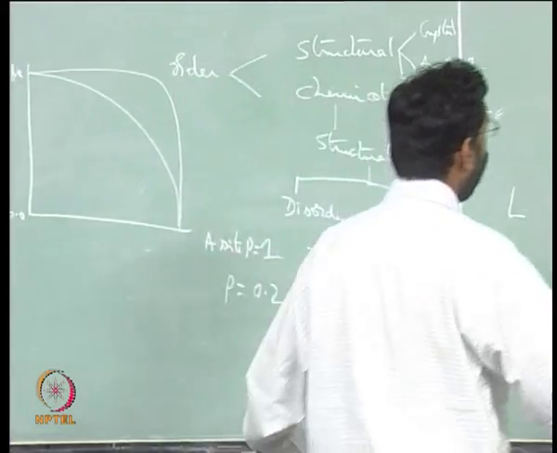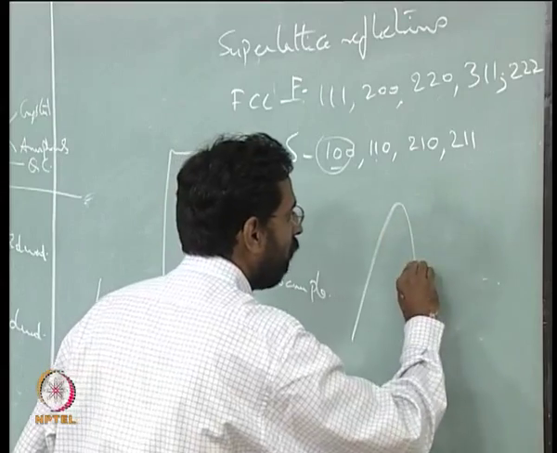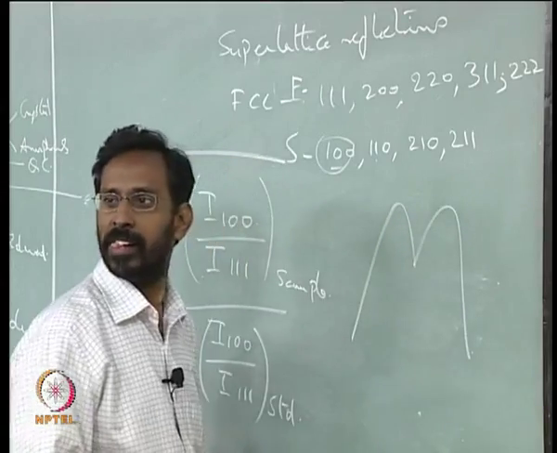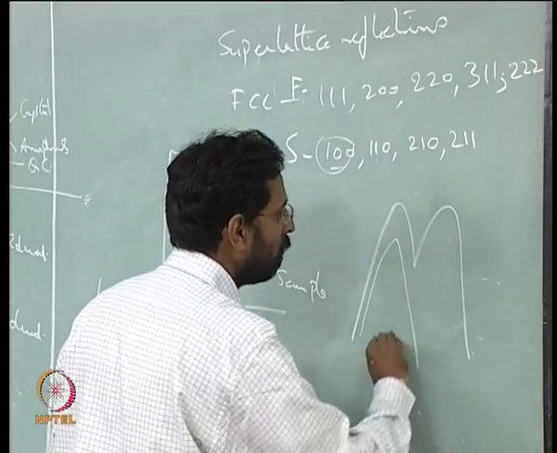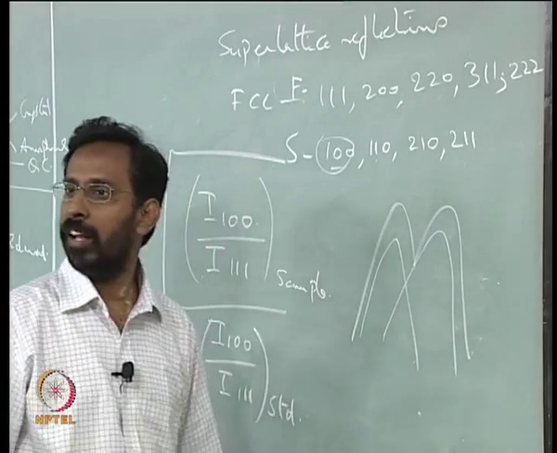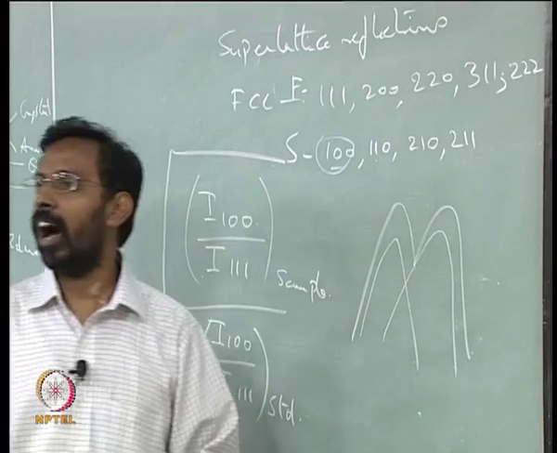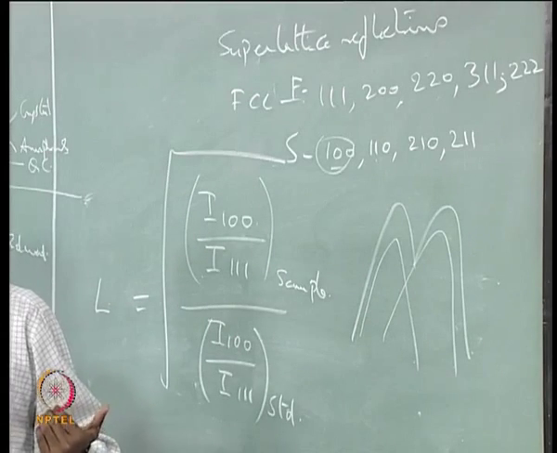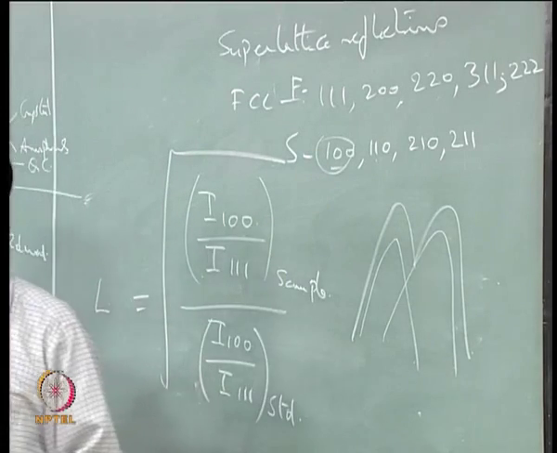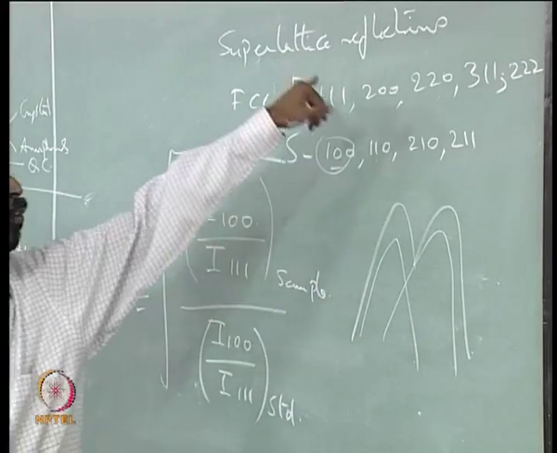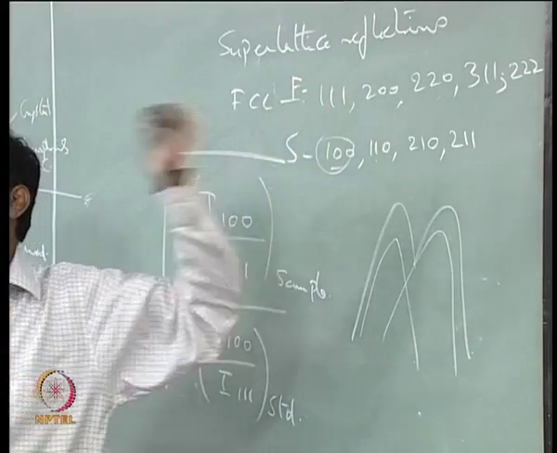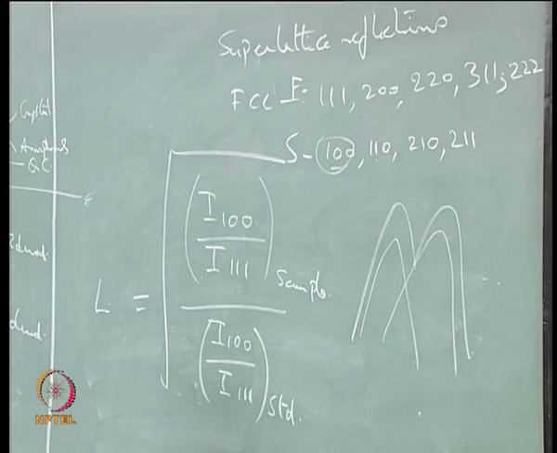If there is a small shift, something like this, then you can do a deconvolution. If the two peaks are not actually shifted at all, they are exactly falling one above the other, you cannot use that. Then you should go to some other peak which does not overlap with any peak of the second phase. That can be any peak.